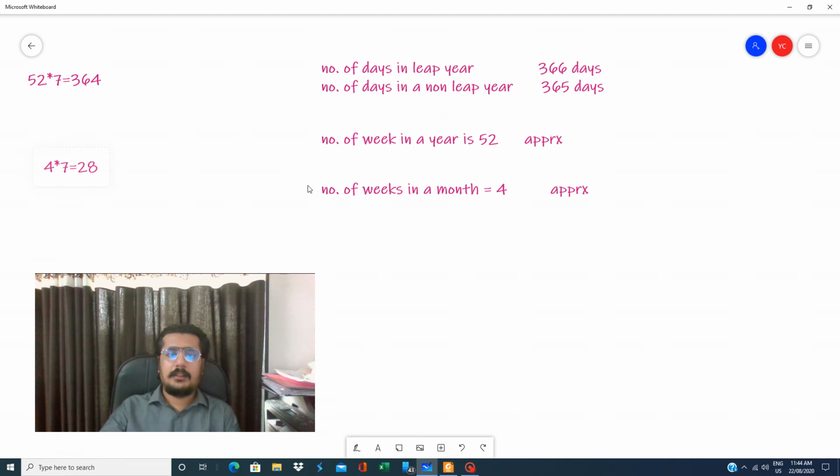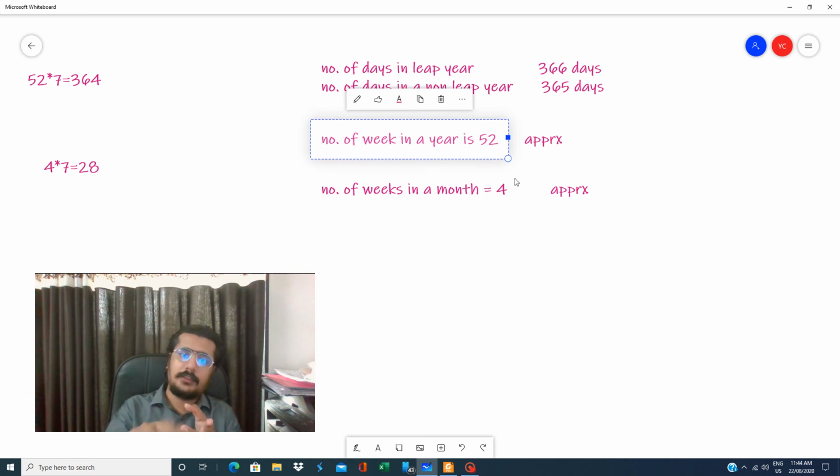See, these two figures are not tallying with each other. If I tell you that in a month there are 4 weeks, and there are 12 months in a year, there should be 48 weeks, but there are 52 weeks. So these are approximate figures, as I told you.